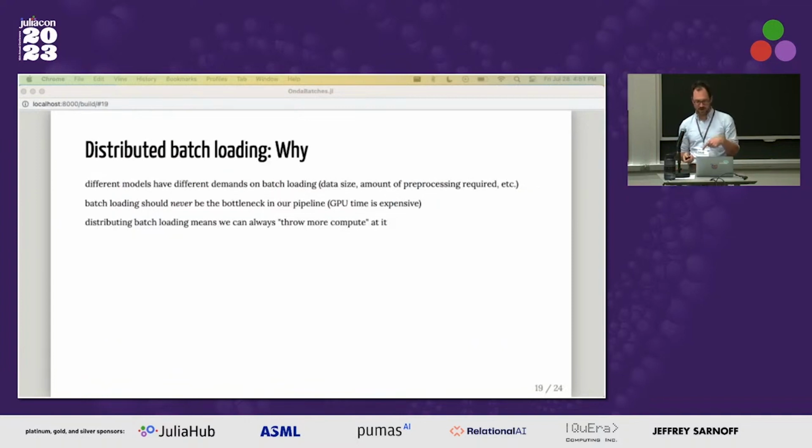Okay, so now I'm going to switch over in the last however many minutes I have, classic running out of time, and talk about our distributed batch loading, right? I want to say a little bit about why we wanted to do it, which is that different models have different requirements of the size of the batch and the structure and how much pre-processing would have to be done. So in a package like OndaBatches, which is meant to be a reusable tool across efforts, we don't want to be super opinionated about how many resources we assume our users are going to need, right?